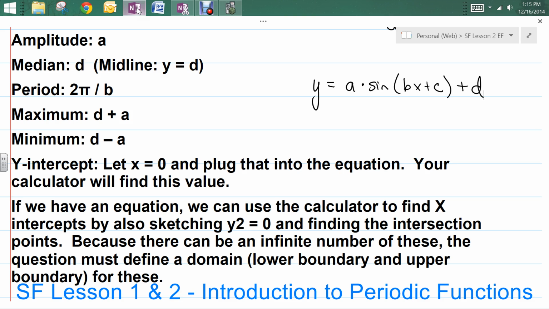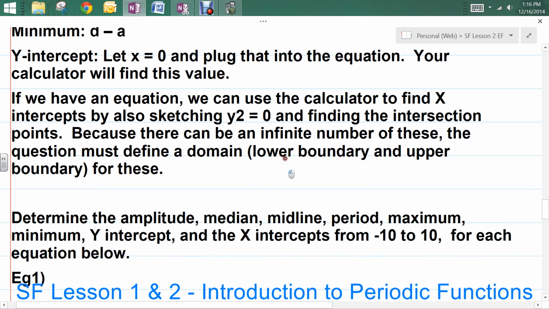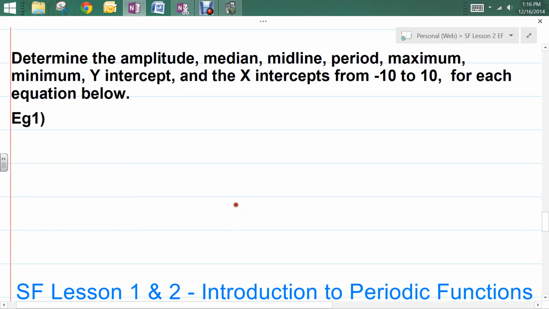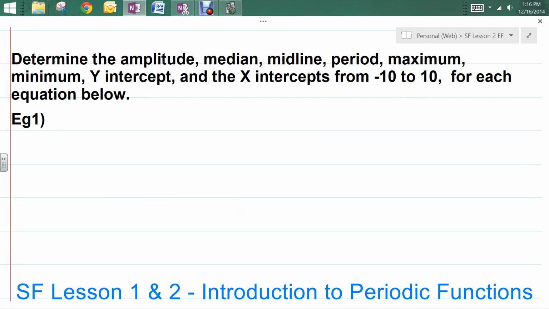Okay? But it will give you a boundary. Now, using this theory, and I don't know if you're all done, determine the amplitude, the median, the midline, the period, the max, the min, the y-intercept, and the x-intercepts from -10 to 10 for the equation below. This is my last example for the day.